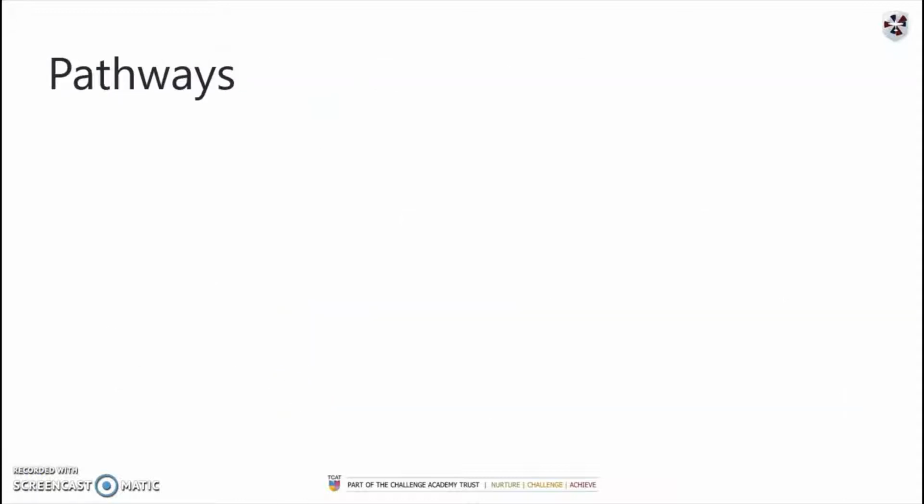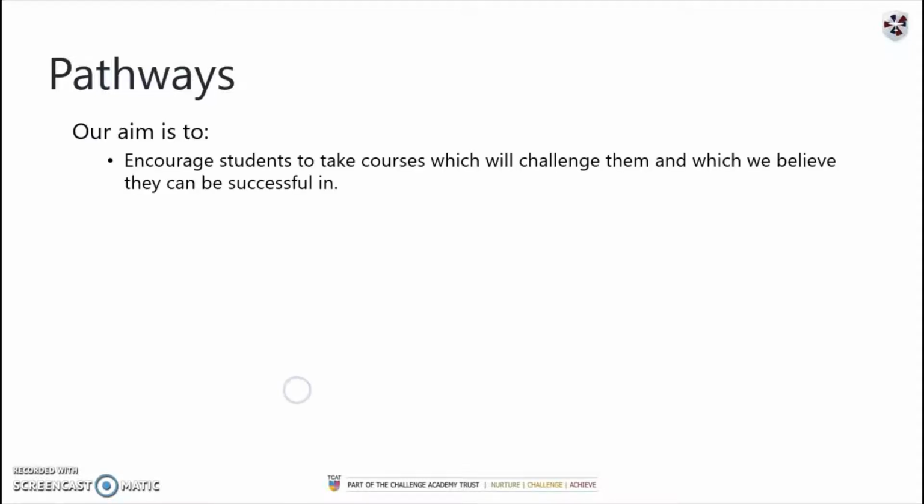So now we come to student pathways. We have students with a vast range of abilities and talents, and for that reason it's not suitable to put them all onto the same pathway. When we're considering pathways, our aim is to encourage students to take courses that will challenge them and courses that we believe that they can be successful in. We won't start somebody on a course if we don't think it's going to be the right course for them.